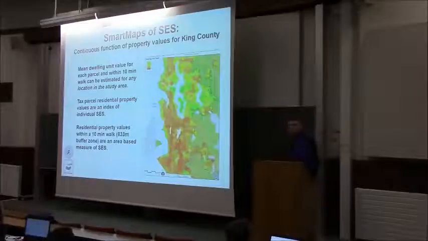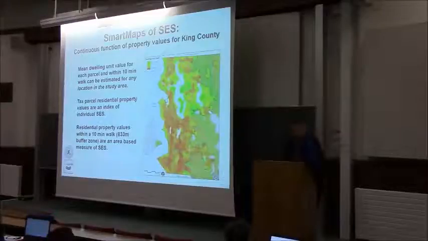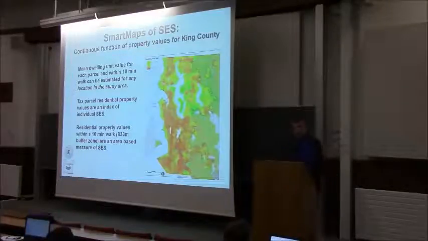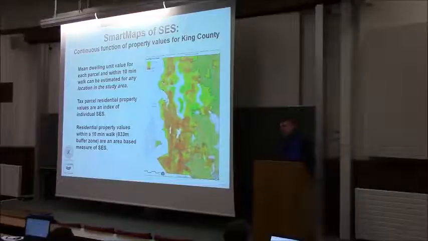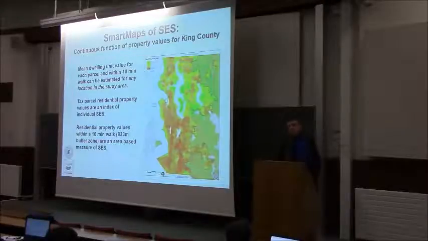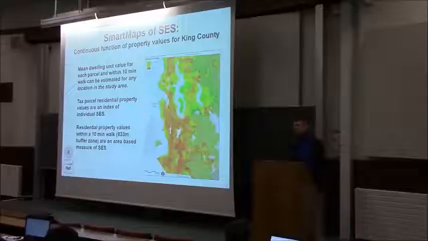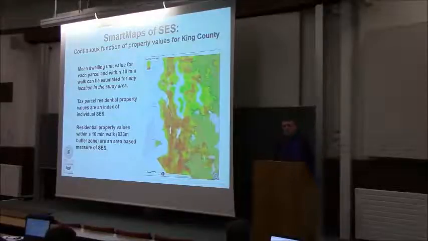Again, same structure as you have seen before, but this time it is not aggregated to any administrative boundaries. This is based on tax parcel lot data, 6 million units. We can estimate for each study respondent, for example, the tax parcel lot value of where they actually live. It's like an individual measure of socioeconomic status. And then we can also calculate the mean or median value of all the properties within a 10-minute walk. And it gives us some idea of area poverty or wealth.